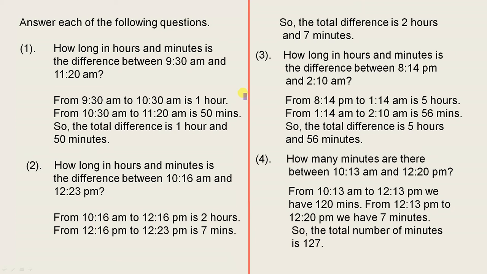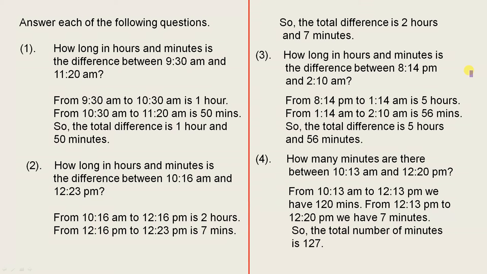How long in hours and minutes is the difference between 10:16 AM and 12:23 PM? From 10:16 AM to 12:16 PM is 2 hours. From 12:16 PM to 12:23 PM is 7 minutes. So the total difference is 2 hours and 7 minutes.